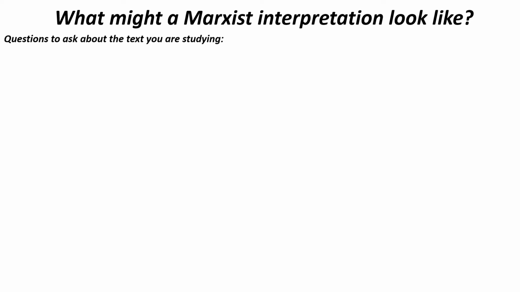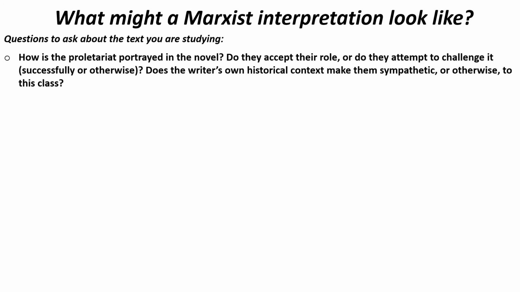So as you're thinking about your own Marxist interpretations, then you might want to ask yourself some questions. So firstly, how is the proletariat portrayed in the novel or the text? Do they accept their role, or do they attempt to challenge it? And is that successful or not? Does the writer's own historical context make them sympathetic or otherwise to this class?